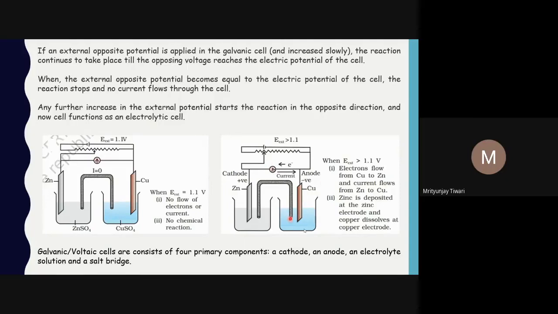Now the opposite direction reaction will be copper converted into copper 2 plus and 2 electrons, and zinc will be deposited at this plate. And now the cell becomes an electrolytic cell, and this method we use in charging batteries. So why do we charge batteries?